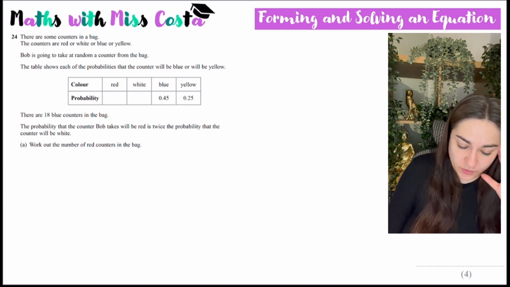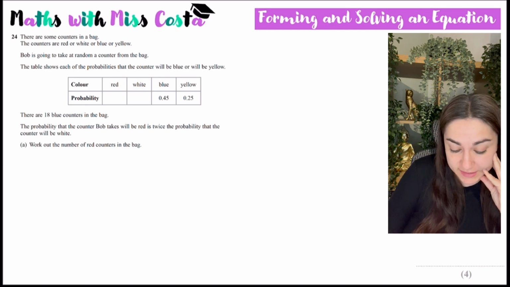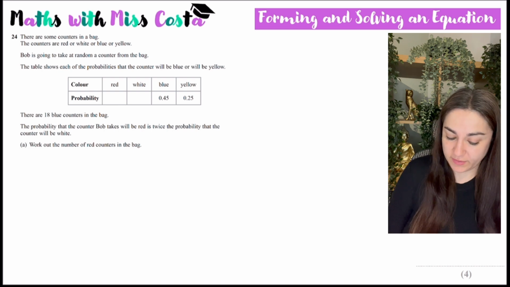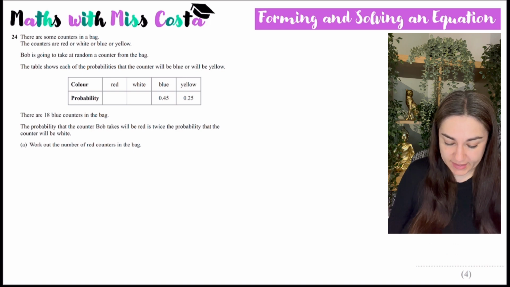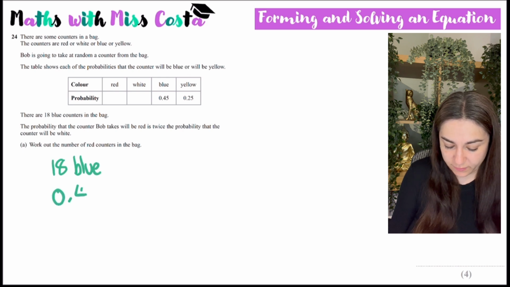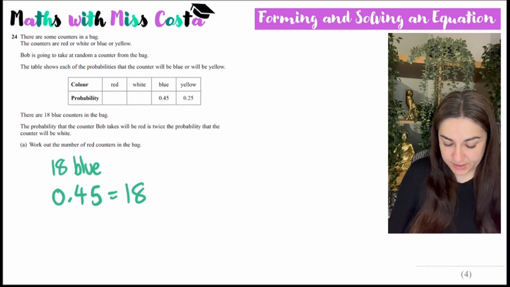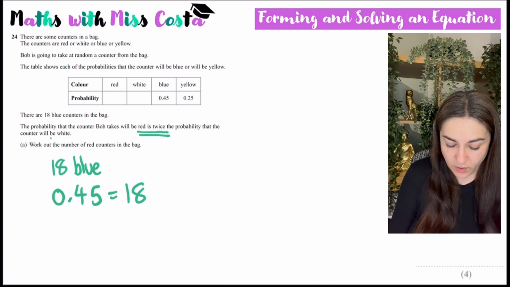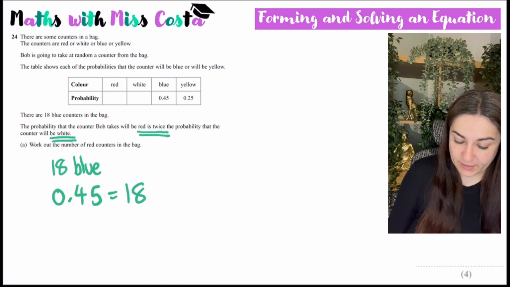Okay, next we've got forming and solving an equation. So I'm told there are some counters in a bag. The counters are red or white or blue or yellow. Bob is going to take at random a counter from the bag. The table shows each of the probabilities that the counter will be blue or will be yellow. I'm told that in total there are 18 blue counters. So I know that 0.45 is equal to 18. The probability that the counter Bob takes will be red is twice the probability that the counter will be white. Work out the number of red counters in the bag.